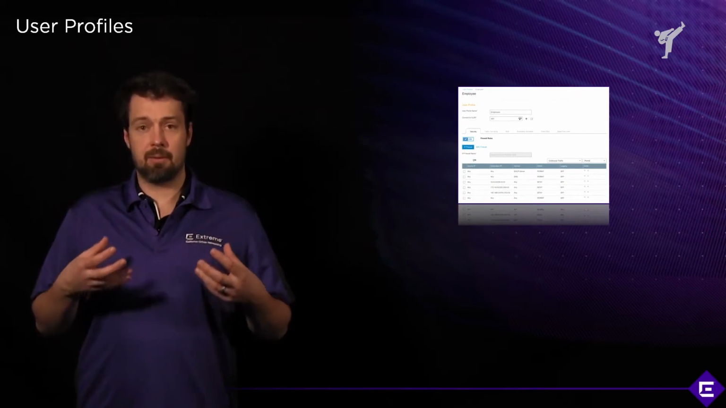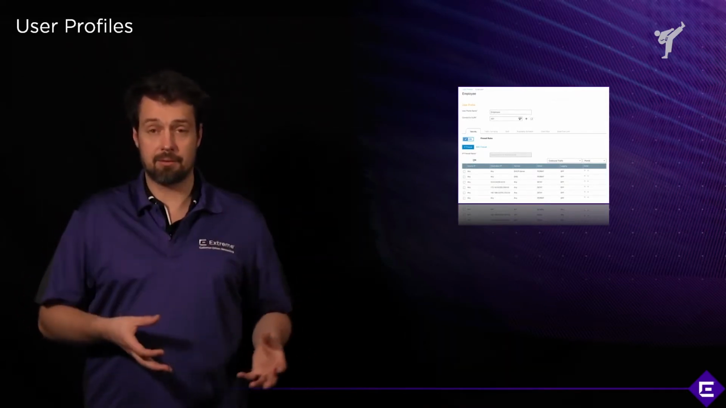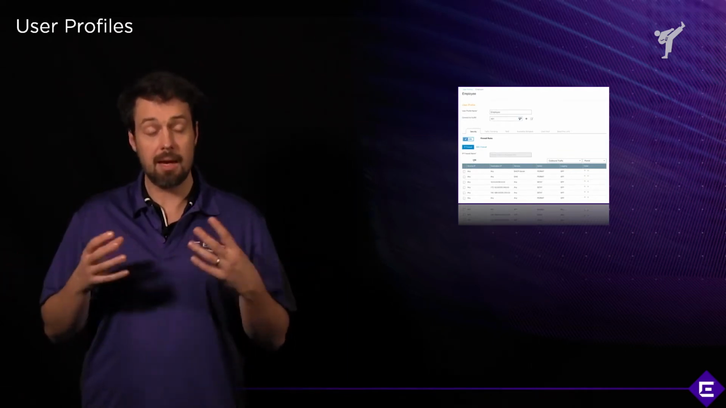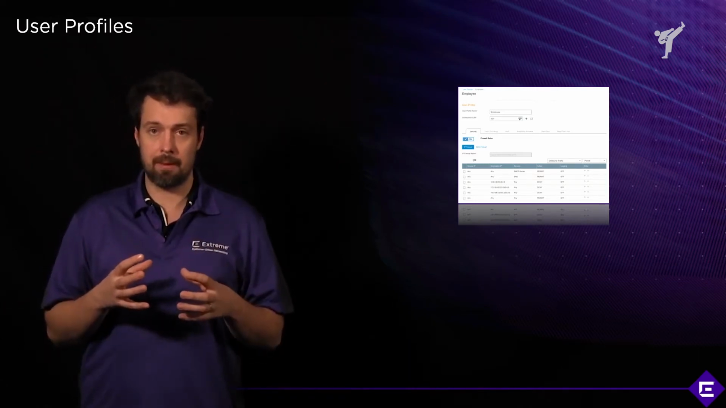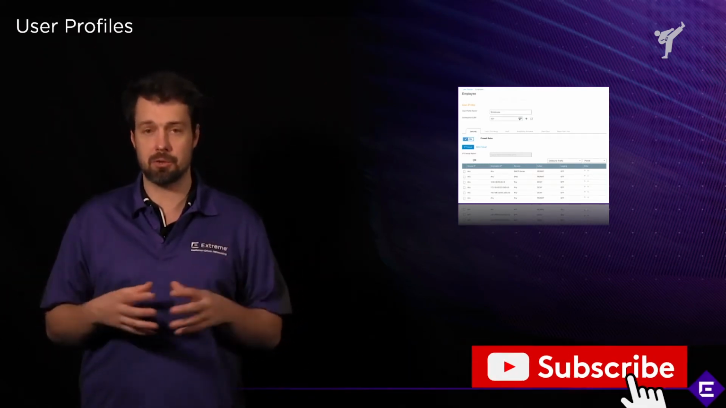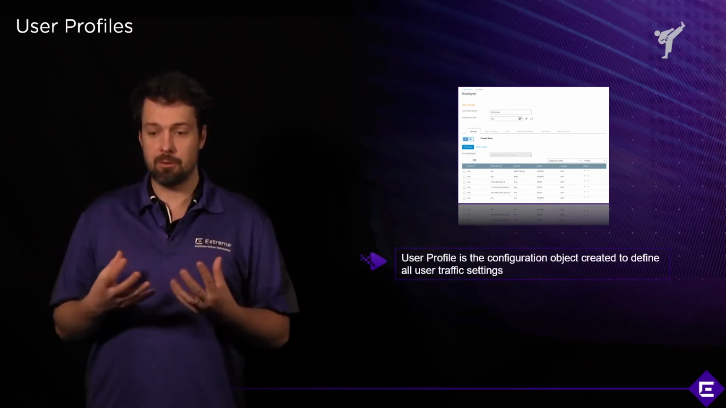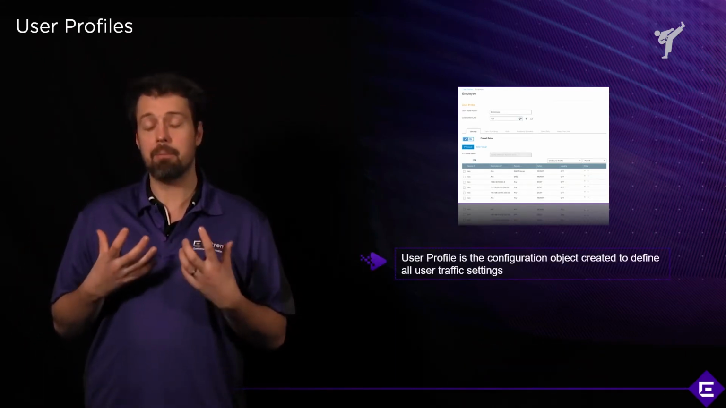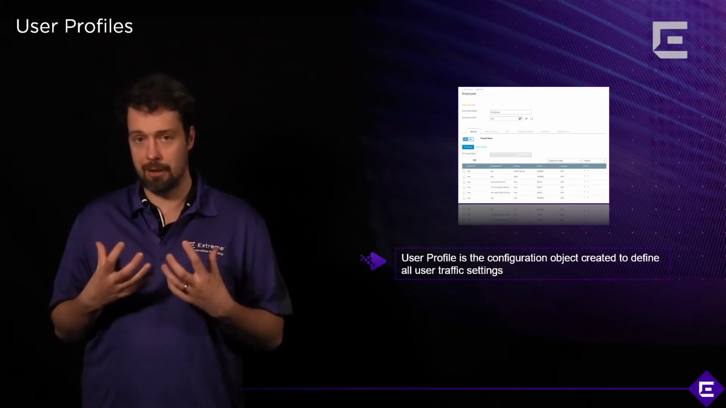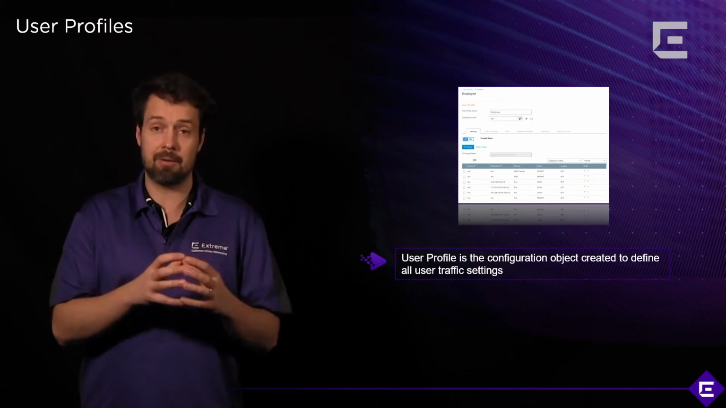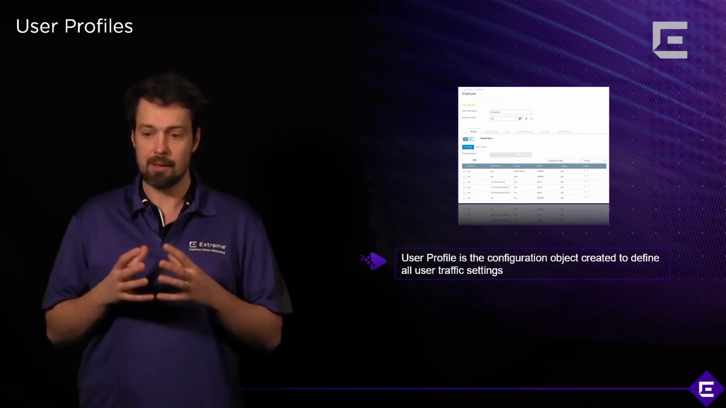In terms of implementing things like network access control, security features, quality of service, and tunneling, there is a very important object in ExtremeCloud IQ that basically ties all these features together. And that object is called a user profile. A user profile is a very powerful piece of configuration that ties together a lot of the services that are implemented on the access point.